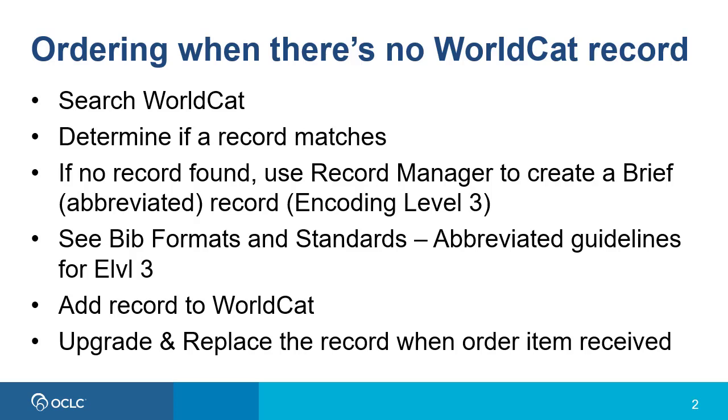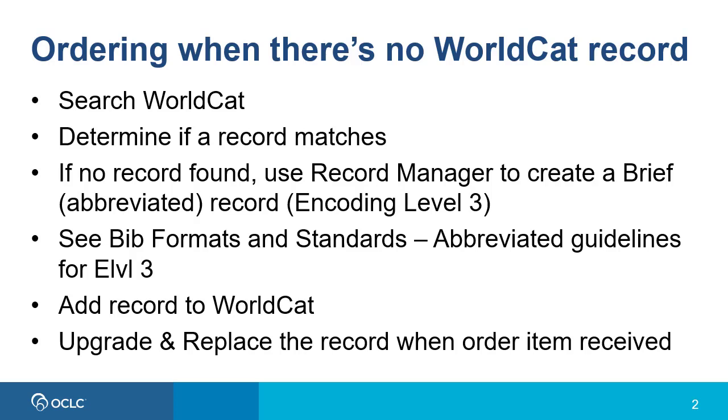If no record is found or the record you found doesn't fit the matching criteria, you can use Record Manager to create a brief, also known as an abbreviated level record, and add it as a new record to WorldCat. This would be an encoding level 3 record, and as you will see, there are very few mandatory fields. We will go over the guidelines for adding abbreviated level records, but you can find the complete guidelines in Chapter 2.4 of Bib Formats and Standards.